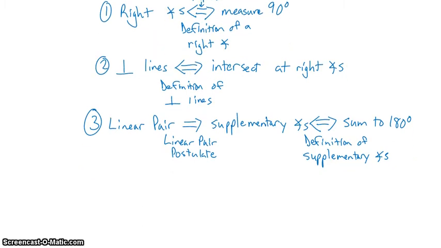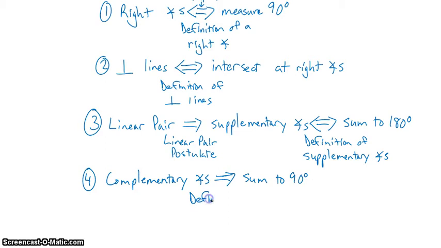And the last piece of information we're going to look at, complementary angles. If two angles are complementary, what can we imply? What can we conclude about those angles? Well, they have to sum to 90 degrees. That's the definition of complementary angles.